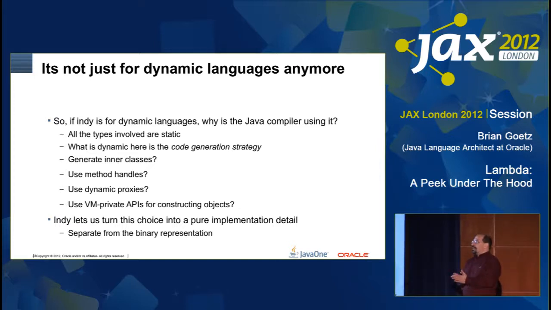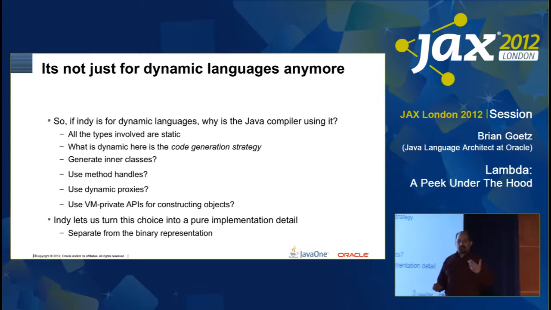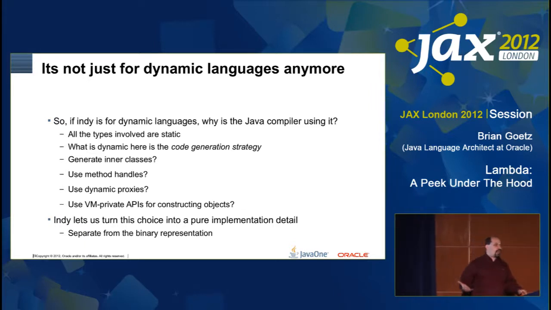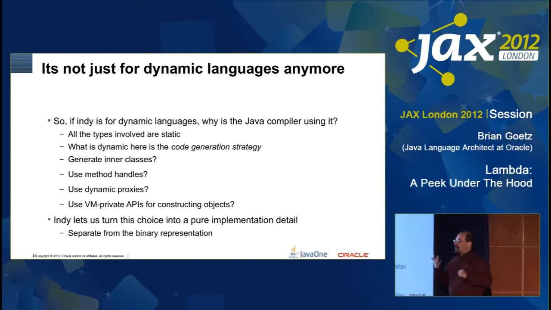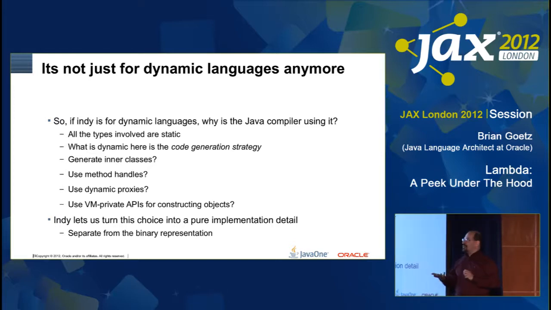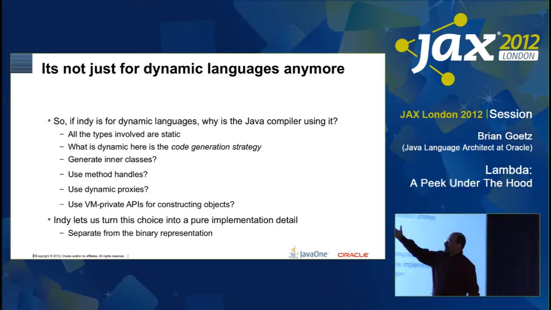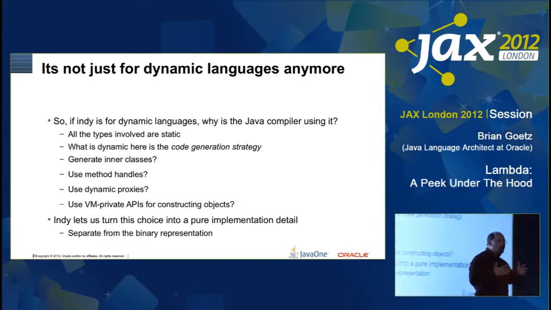So the dynamism here is in our code generation strategy. We wanted to use an extra level of indirection to delay binding to a code generation strategy. So the static compiler emits a recipe for here's the characteristics of the Lambda that I want, and what's dynamic is what happens at runtime, which is what code generation strategy do I use. And we've already identified two of them. I could generate an inner class, or I could use method handles.